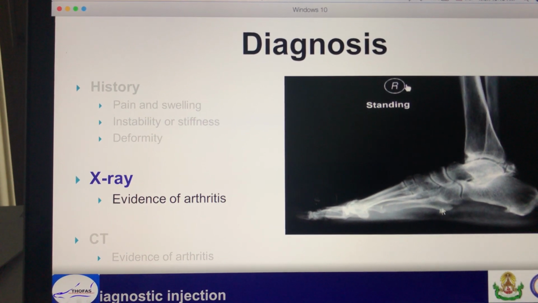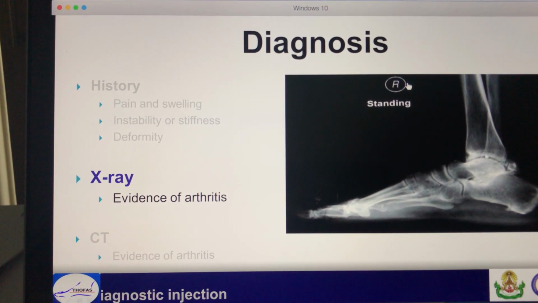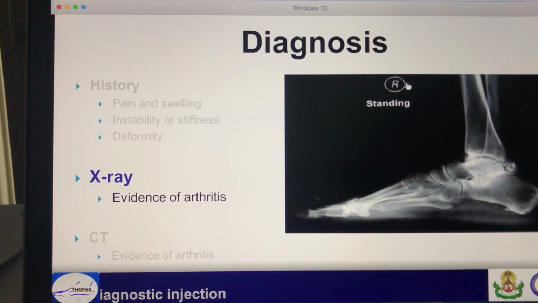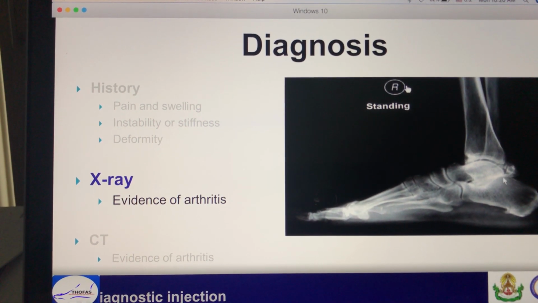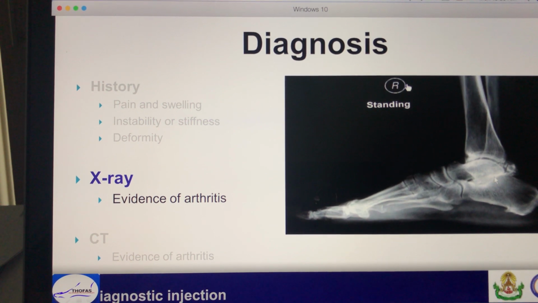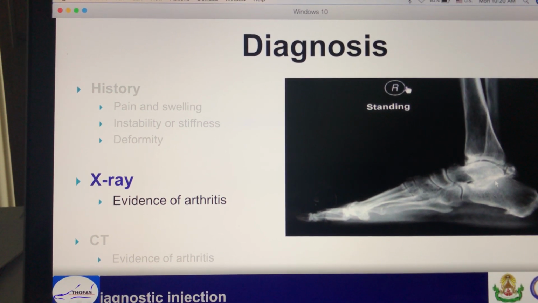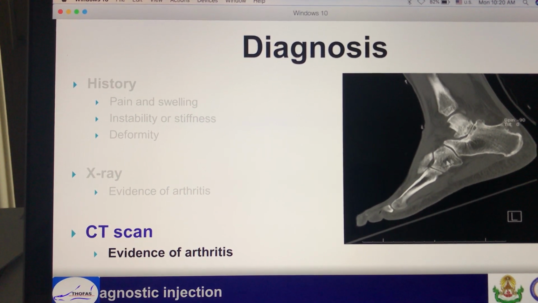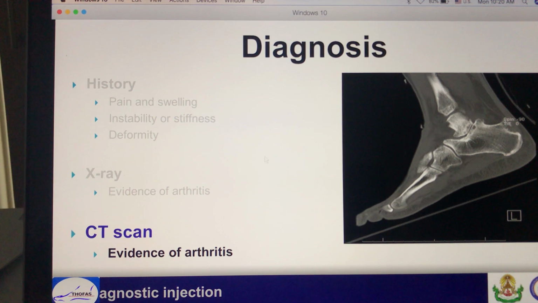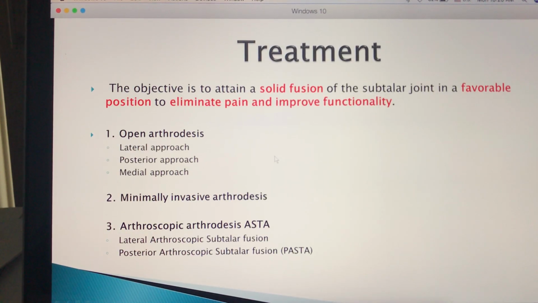On X-ray, here's the ankle joint, and here's the subtalar joint. You can see the joint space is obliterated. You can see marginal osteophytes, subchondral sclerosis, and sometimes you can see subchondral cysts. And here's the CT scan of the same person. You can see the subchondral cyst right here. So here's the evidence of subtalar joint arthritis.